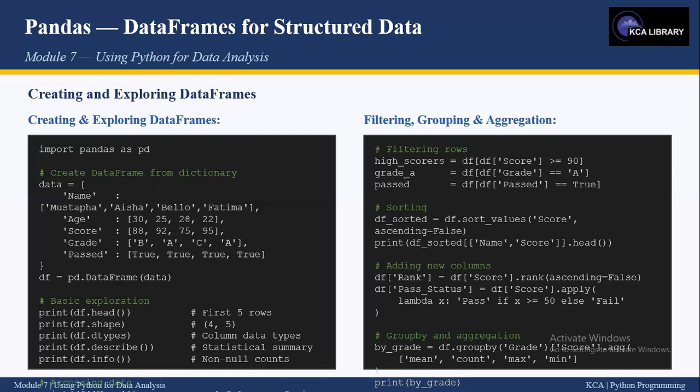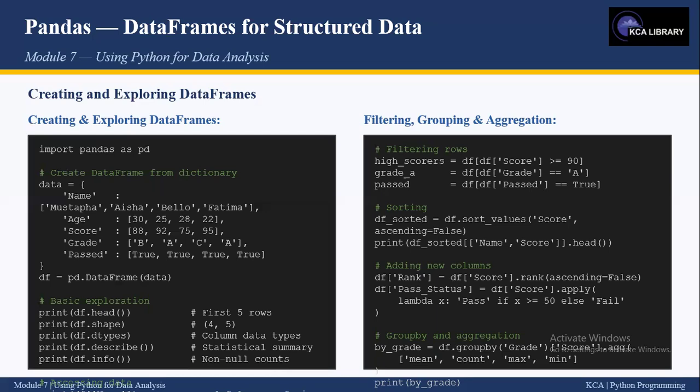Pandas. Pandas data frames for structured data. Pandas is a primary library for working with structured tabular data in Python. Its core data structure is the data frame, essentially a table with labeled rows and columns, similar to a spreadsheet.